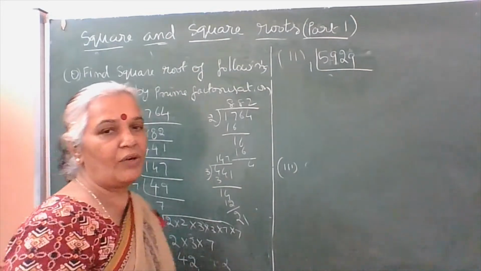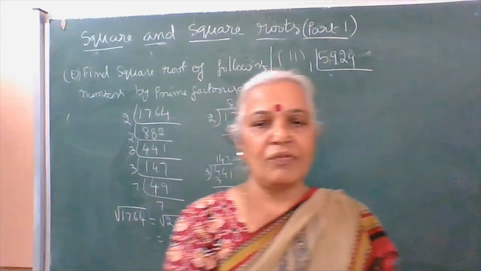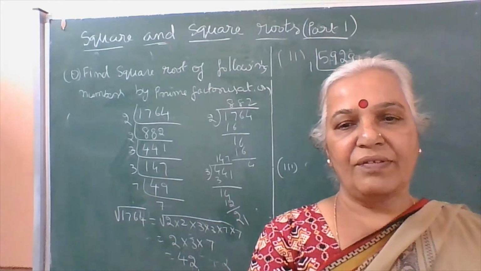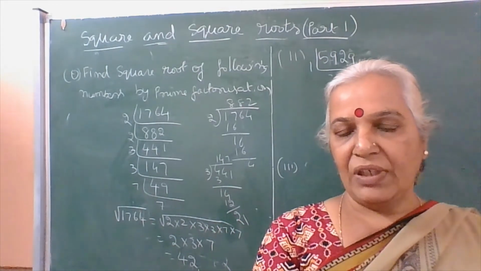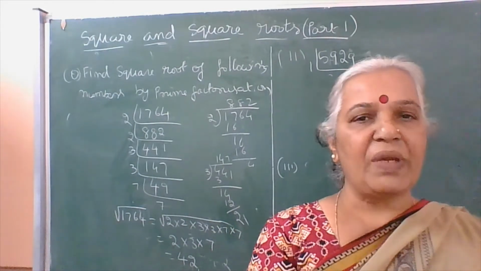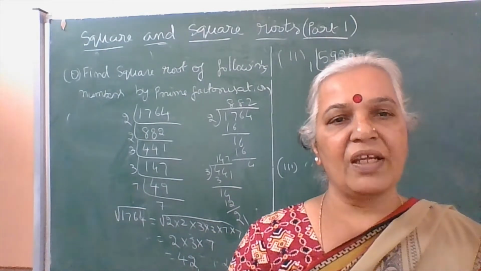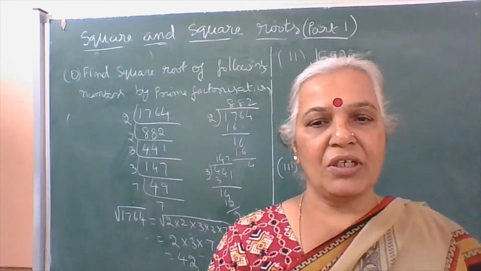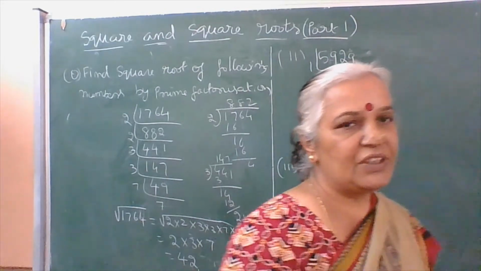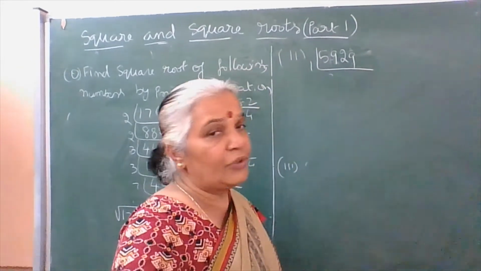First, you have to find out all the factors of the given number. Then you will write them, make the pairs, and instead of 2 numbers in a pair we are writing 1, and multiply all the paired numbers.